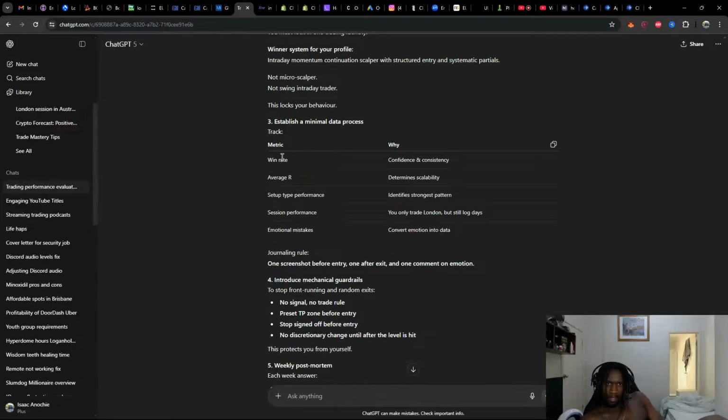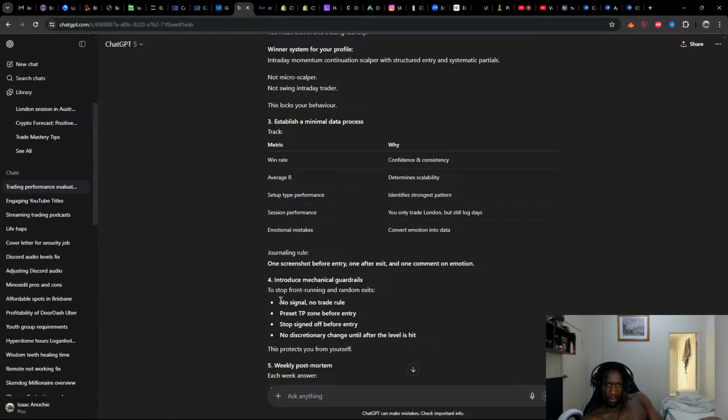Establish a minimal data process: win rate, average R, determine scalability, setup type performance, session performance. You only trade London, but still log days, emotional mistakes, convert emotion into data. Journaling rule: one script before entry, one after, and one comment on emotion.